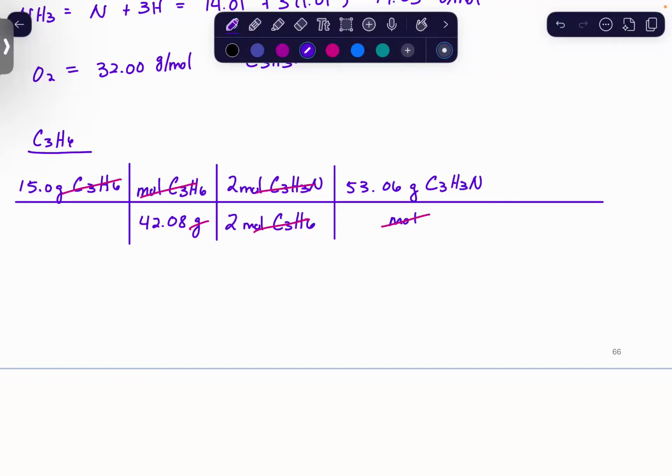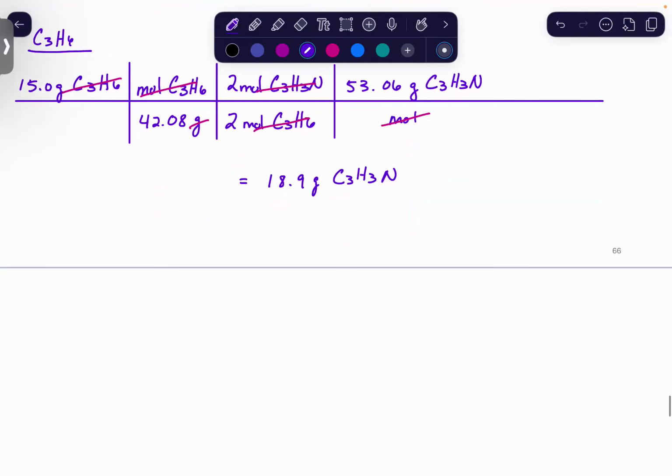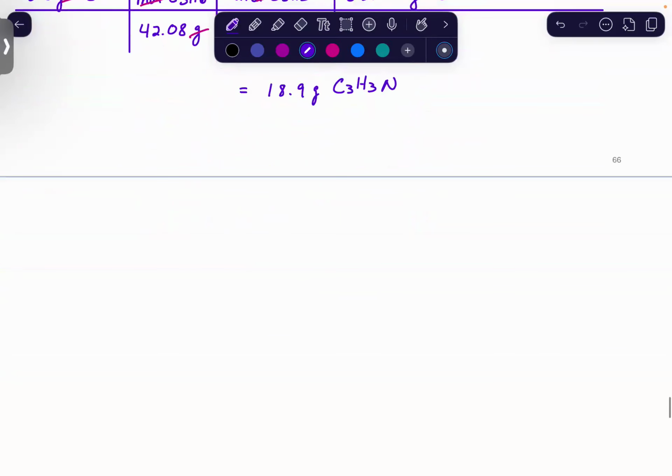I'll do 15 times 2 times 53.06 divided by 42.08 times 2. And this is going to end up giving me 18.9 grams C3H3N. All right. That might be the amount of acrylonitrile I get, but I don't know yet. Let's do the calculation again for ammonia.